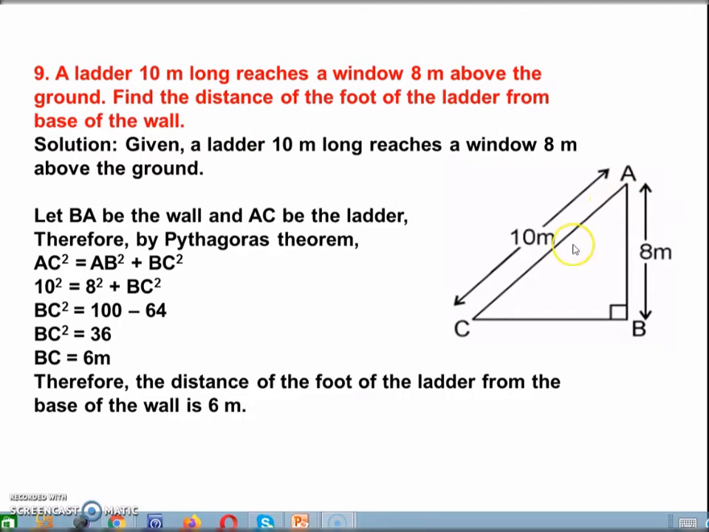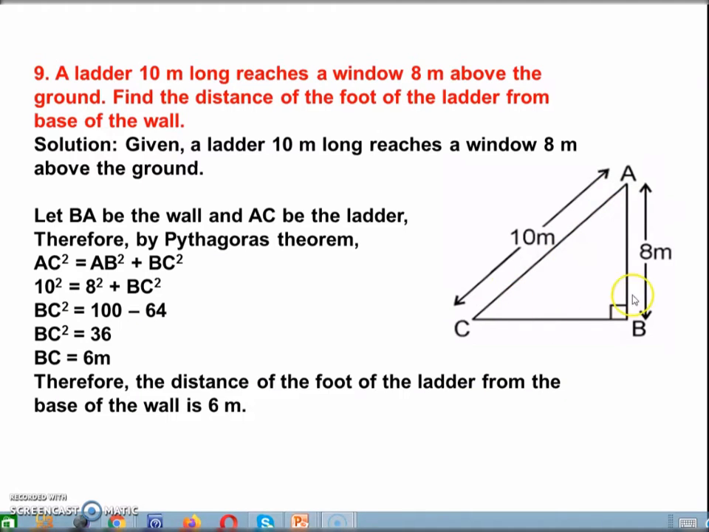So this is the ladder. It is kept in this way, slanting way. This is the window, 8 meter above the ground. So CB I am taking as a ground level, and this is the vertical height. So this angle B will be 90 degree. And AC, that is the ladder, this is forming a hypotenuse.